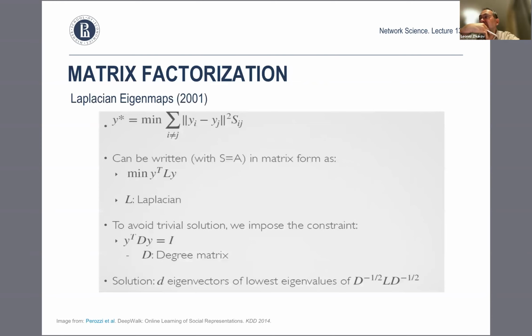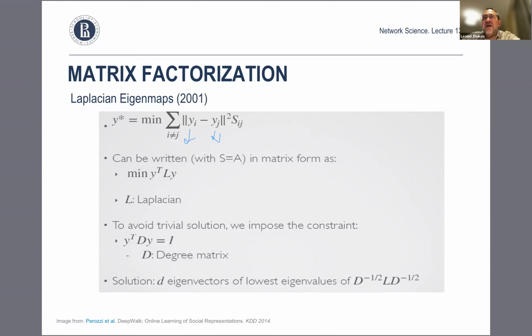So matrix factorization, algorithm number one that we want to talk about, is called Laplacian eigenmaps. It goes back more than 20 years now. And the idea of the method is the following. We try to find the embeddings, right? And here, the embeddings, those vectors, the coordinates, are called y's, right? So it's a vector.